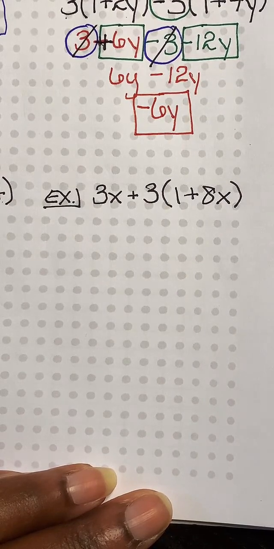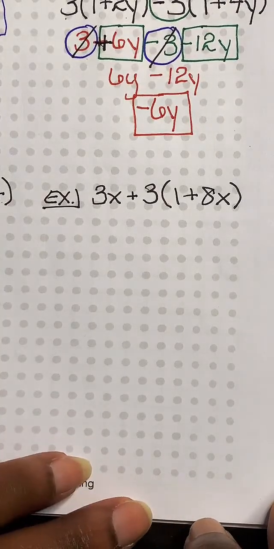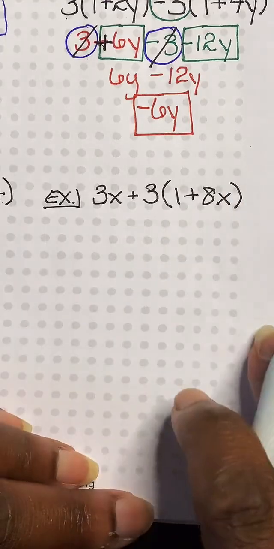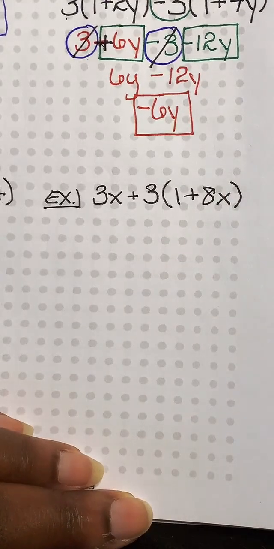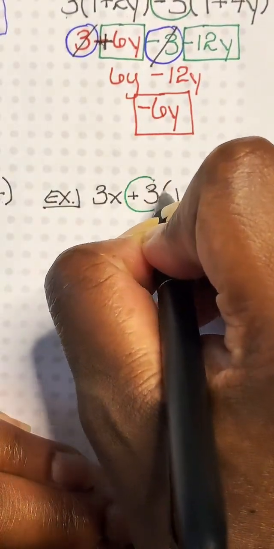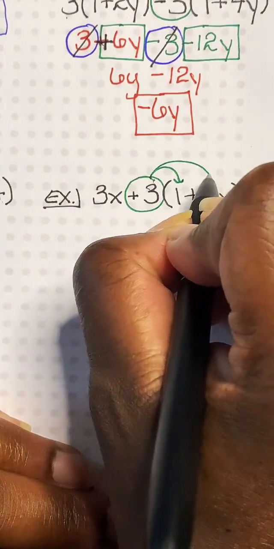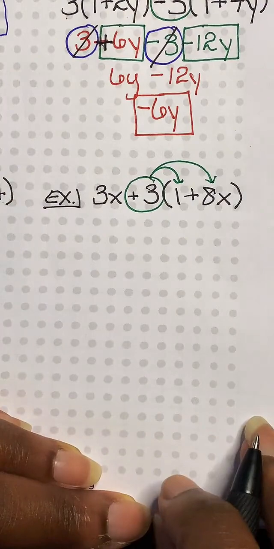So we have 3x plus 24x. Let's see, 27x plus 3 we got for Lynn. Here we go. First thing, we're going to take our positive 3, and we're going to distribute that to everything inside of the parenthesis.